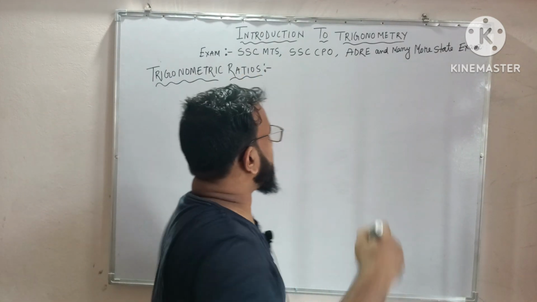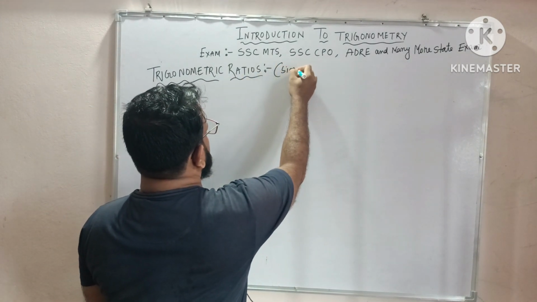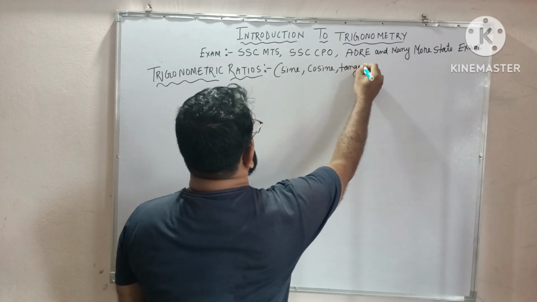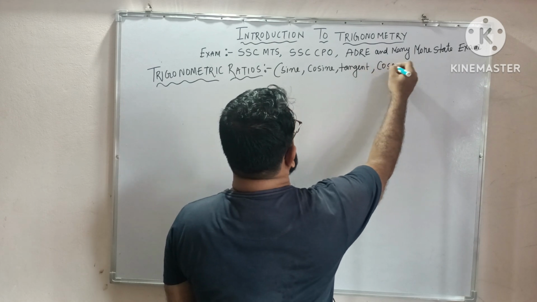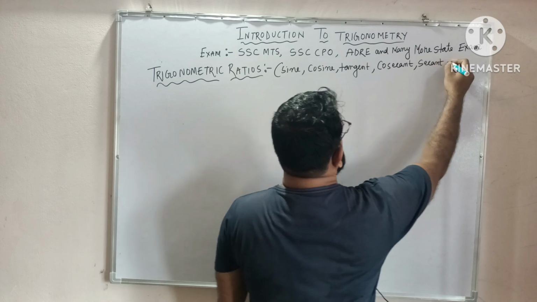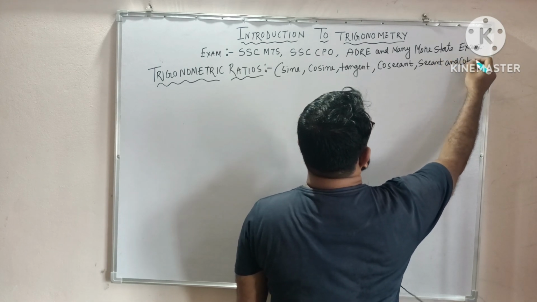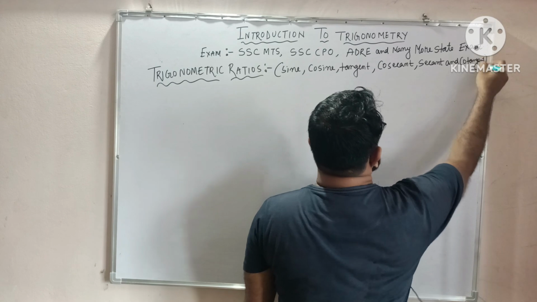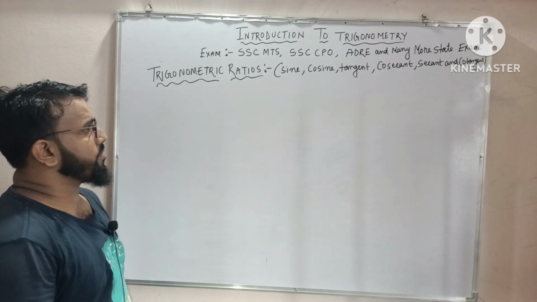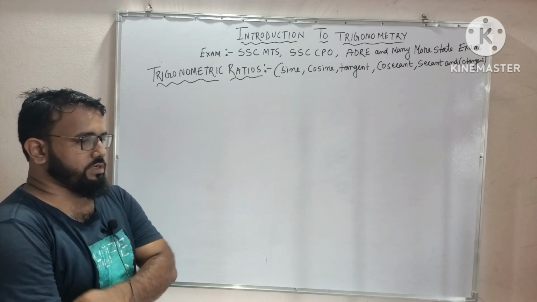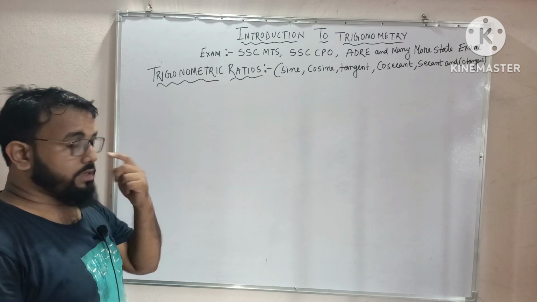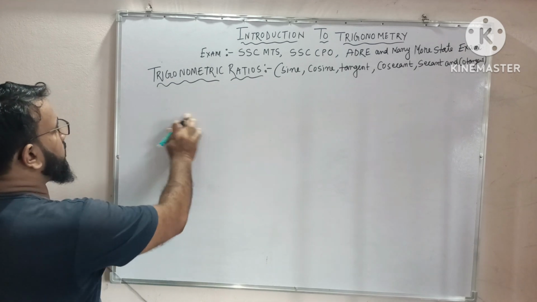Like sine, cosine, tangent, cosecant, secant, and cotangent. These are the 6 ratios of trigonometry. Before solving any further question or any toughest question of trigonometry, you have to understand these basics. So first of all, you will understand about the ratios.